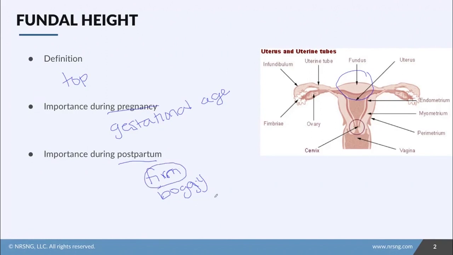Boggy can mean that we're filling up with blood too much, and so we're going to be worried about a hemorrhage happening. And then we are also measuring where that uterus is during the postpartum that's going back into the pelvis. So it's just to show that the woman is correctly healing after delivery and that that uterus is moving back down where it should be to the pre-pregnancy state.